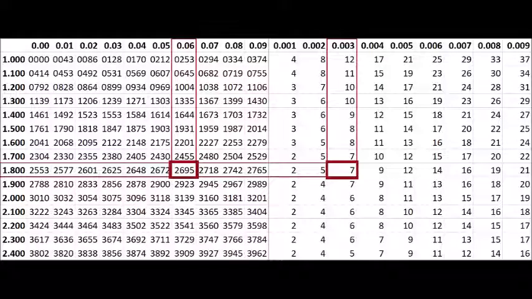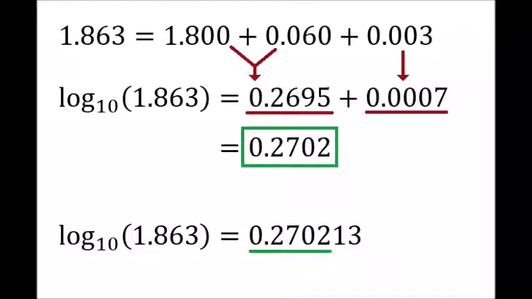Suppose you wanted to know the common log of 1.863. You would find the two numbers boxed in dark red and add them together. Why is this? 1.863 equals 1.86 plus 0.003. The entry for 1.86 is 2695. This is actually the mantissa, so we include a decimal in front of it. Because 1.863 is between 0 and 10, the characteristic is 0. We get the 7 from the column corresponding to 0.003.